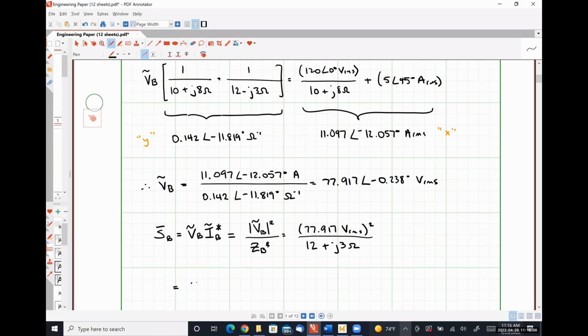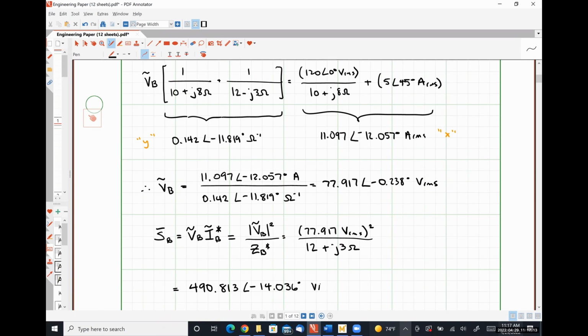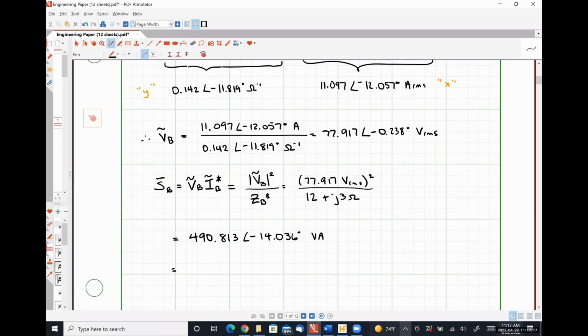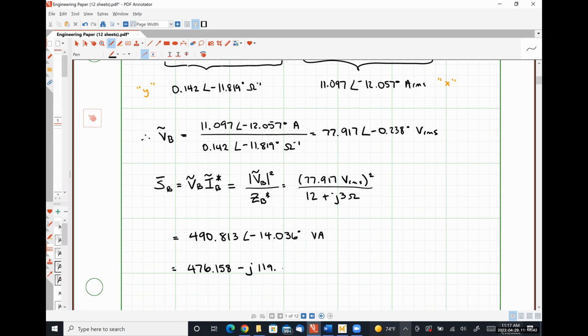I get 490.813 angle negative 14.036 degrees volt amperes, which I can express as 476.158 minus J119.040 volt amperes.